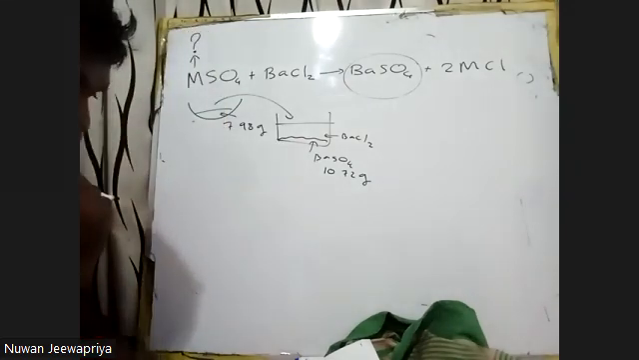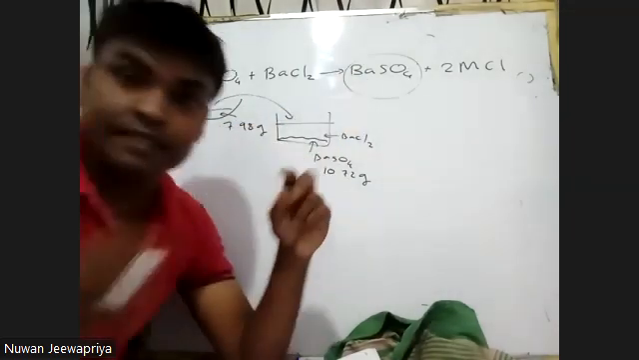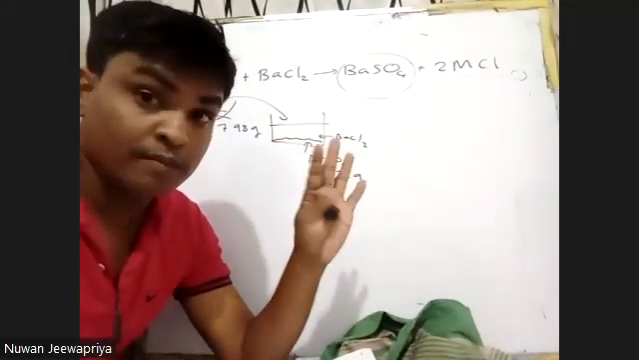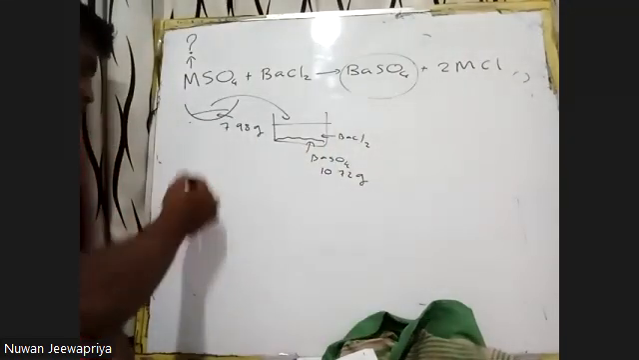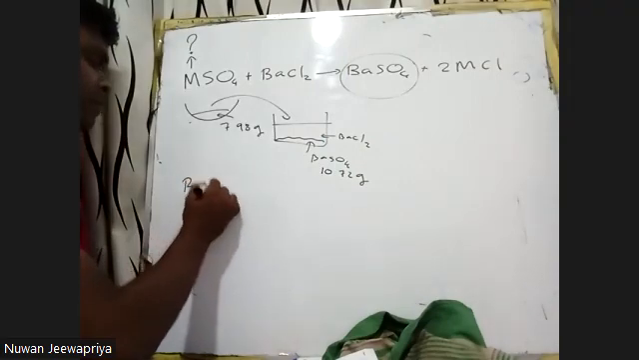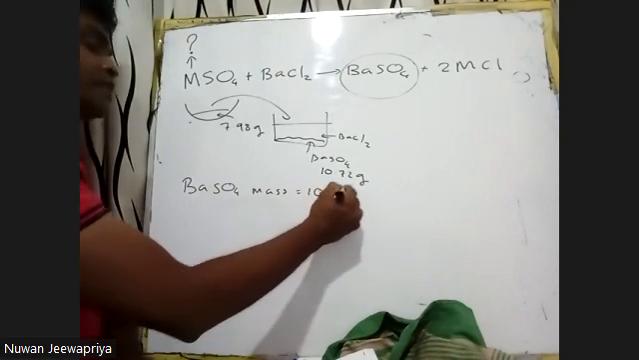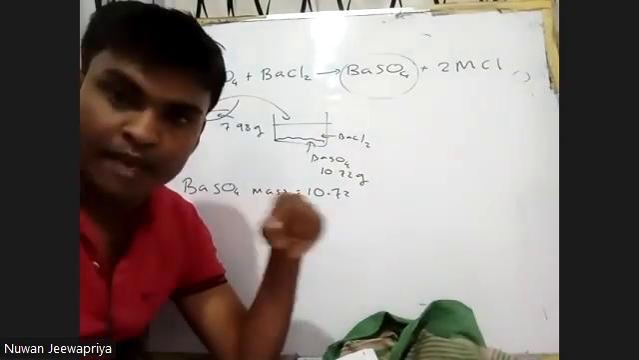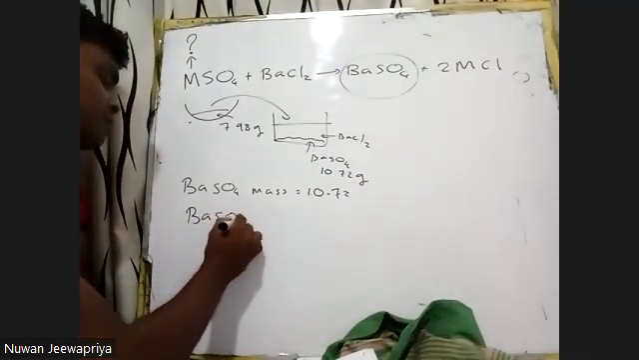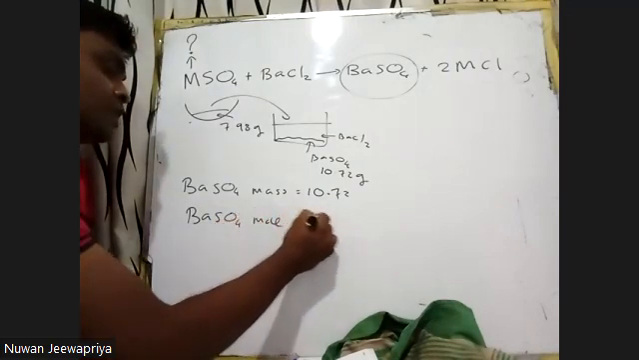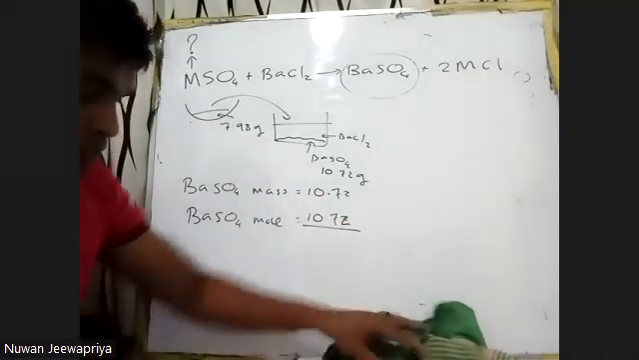See the way I do it. Barium sulfate mass is given. They say that it is filtered and dry, so only the barium sulfate is there. Dry means there is not even water there. So I know the pure barium sulfate mass, 10.72. I don't like the mass, I want to convert that into moles. So I can write barium sulfate moles equals 10.72 divided by the molecular mass of barium sulfate.